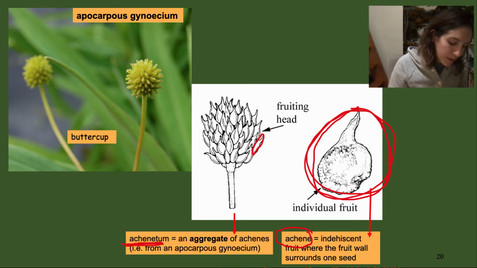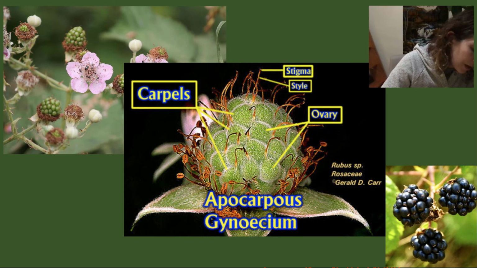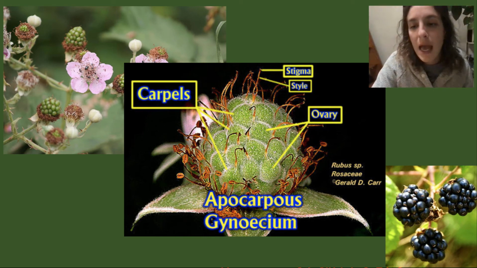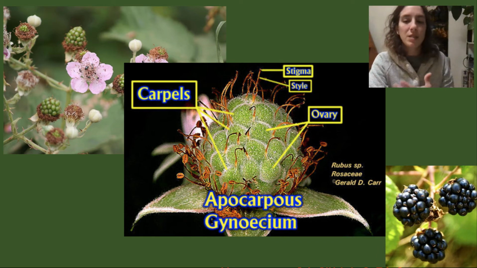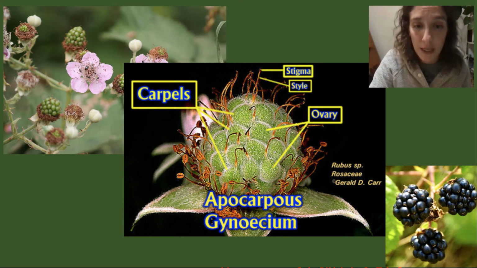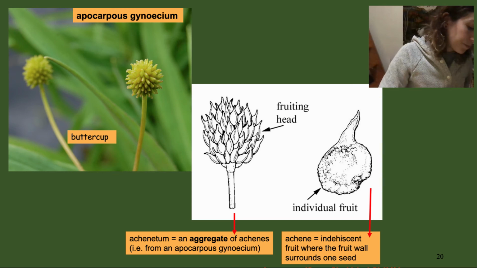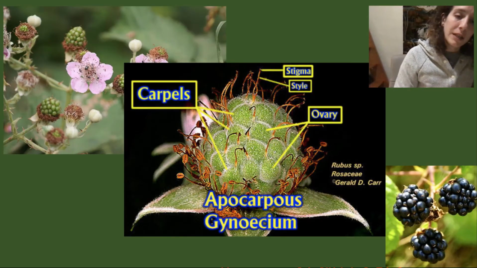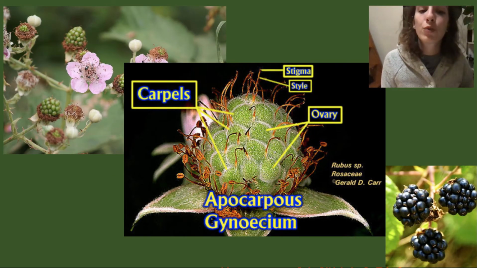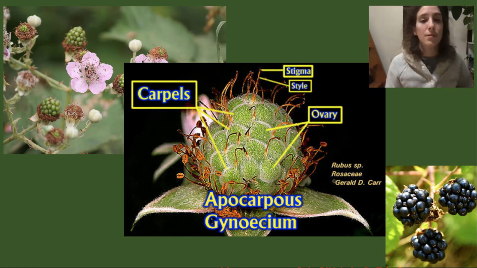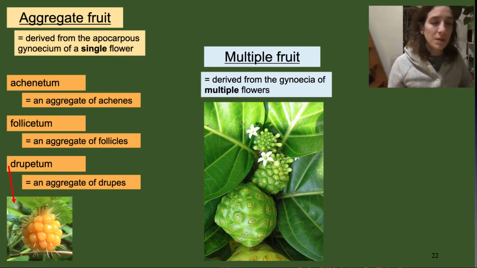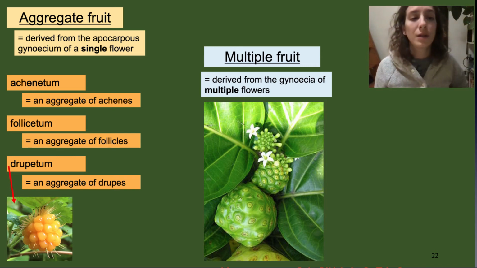And moving on to the next slide, here's another well-known example of a different type of fruit that's derived from an apocarpous gynoecium. In the last slide I showed you an achenetum, an aggregate of achenes. Here we have an aggregate of drupes. So we call this a drupetum. And there's also something called a follicetum. That's an aggregate of follicles. Actually, the picture I showed you a few slides ago of follicles was a follicetum. It was an aggregate of them. It was 5 of them.